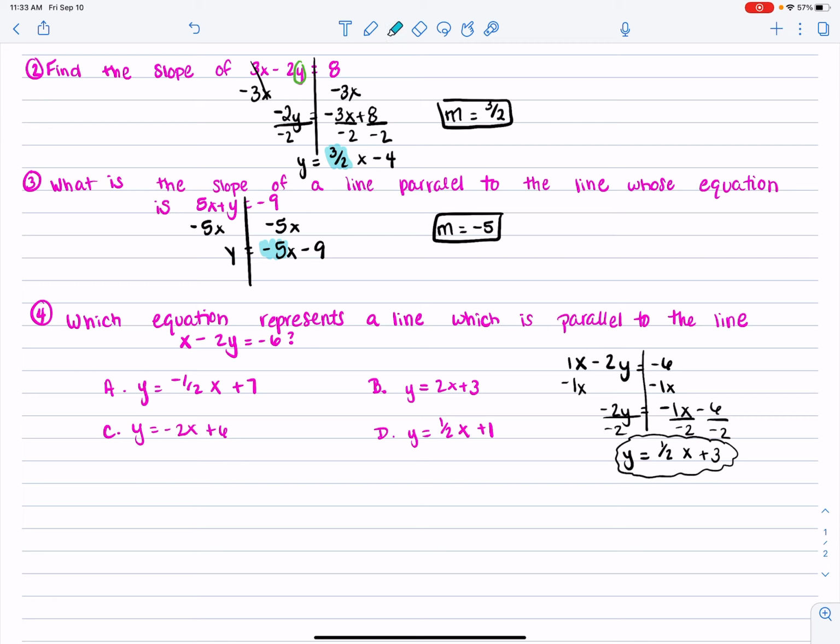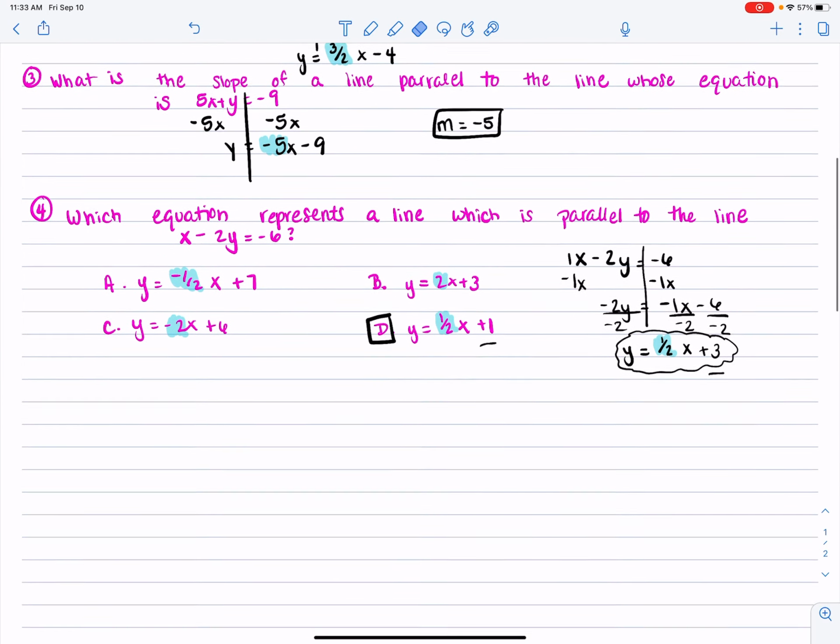Parallel lines, we've talked about, have the same slope. The slope is 1/2. The slope of A is negative 1/2. The slope of B is 2. The slope of C is negative 2. The slope of D is 1/2. So your answer to this question is D, because that's the only equation that has the same slope. The y-intercept is different, and that's okay, because that just means that they're not exactly the same line. I don't want them to be the same line. I just want them to have the same slope.